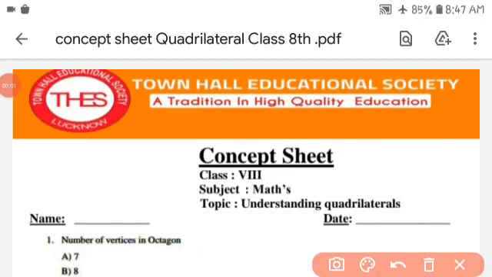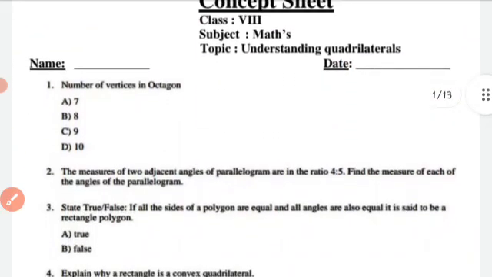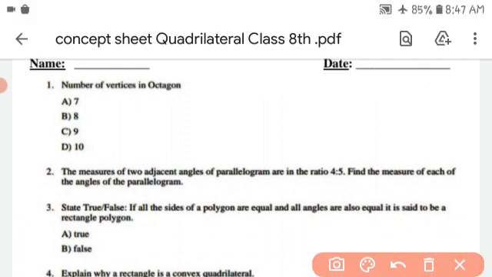Good morning, students. Today we start the video on the concept sheet, Understanding Quadrilaterals. Your first question is: the number of vertices in an octagon is equal to 8. Okay, students, now we go to the second question.